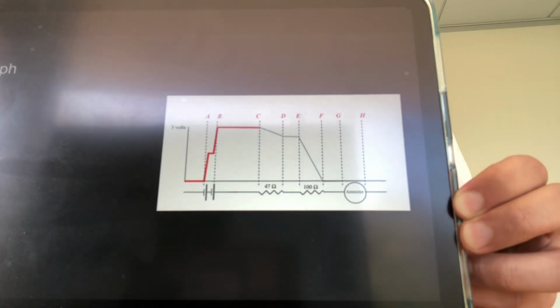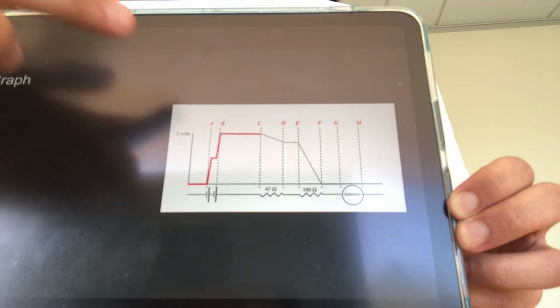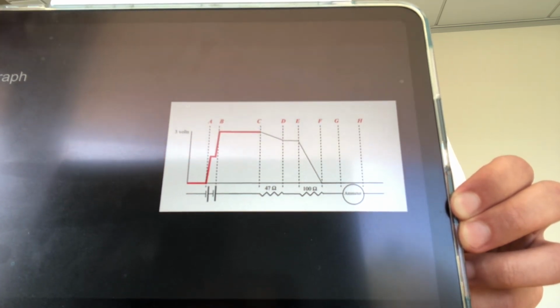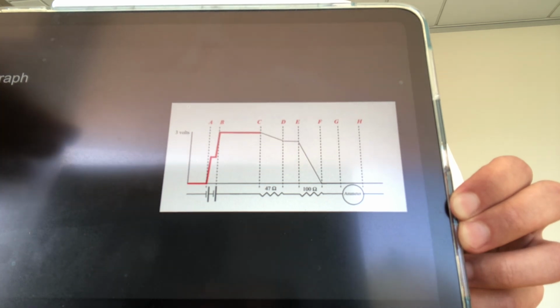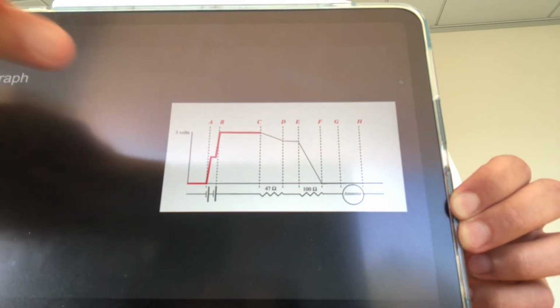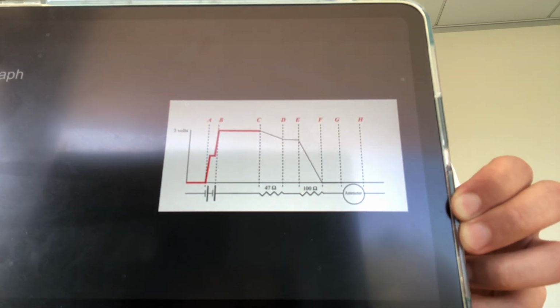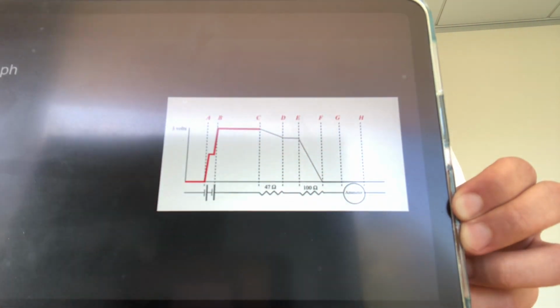Our graph for the project looked like this. As you can see, from A to B it increases, and there's a little break between A and B because this is the distance between the two batteries. Then during C to D, that's the first resistor, and from E to F is the second resistor, and after that it's 0.